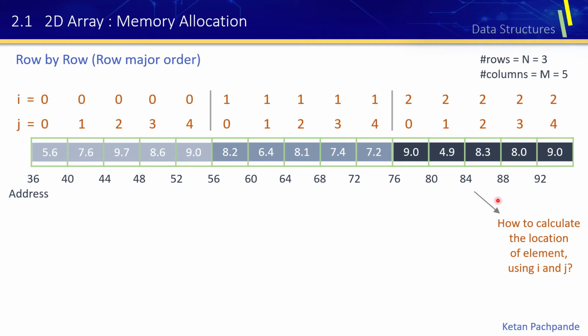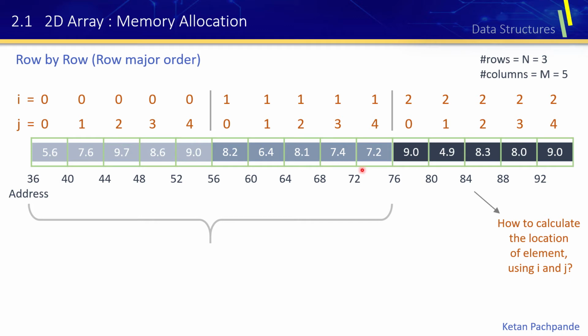Now the question is, given any value of i and j, how to calculate this address? Let me take this example. Let's say I want to calculate the address of i equal to 2 and j equal to 2. So the programmer says, give me the element at the location i as 2 and j as 2. Ultimately I want to retrieve this number 8.3, which is present at the address 84. So in short, I have to calculate this 84 with respect to the i and j values.